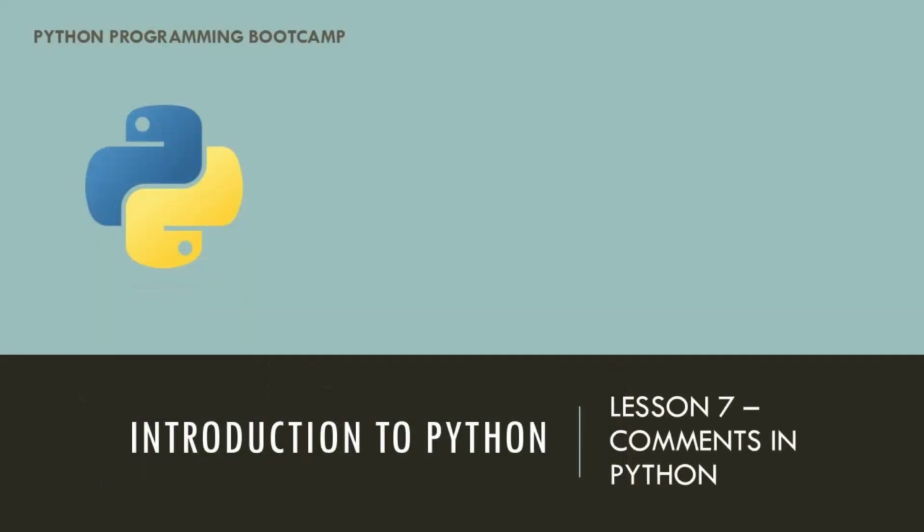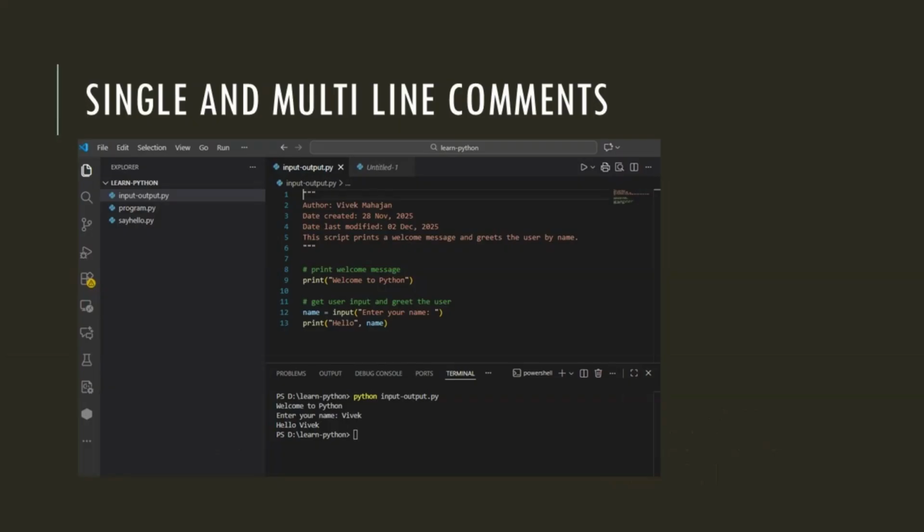Comments are notes you write inside your code to explain what you are doing. Python ignores comments completely while running the code. There are two types of comments: single line comment using a hash symbol, and multiple line comment using triple quotes. I am sharing an example of the single and multi-line comments in the code example we worked on earlier. We can use them as per our requirement in the code.